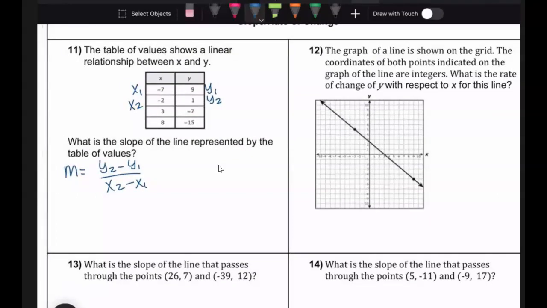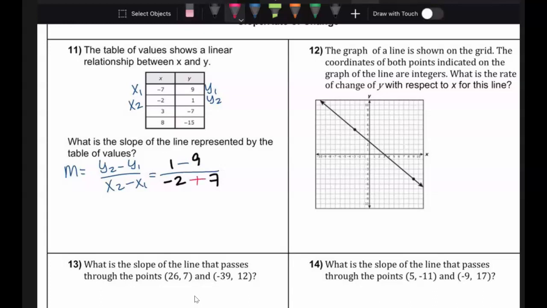So for my y2 minus y1, my y2 value is 1 minus my y1 value, which is 9, over my x2 value, which is negative 2, minus my x1 value, which is negative 7. Now in this case, since I'm doing minus x1 and my x1 was negative 7, I have a case of double negatives. Well, you should have talked about in your class that double negatives become positive. So I'm just going to rewrite that.